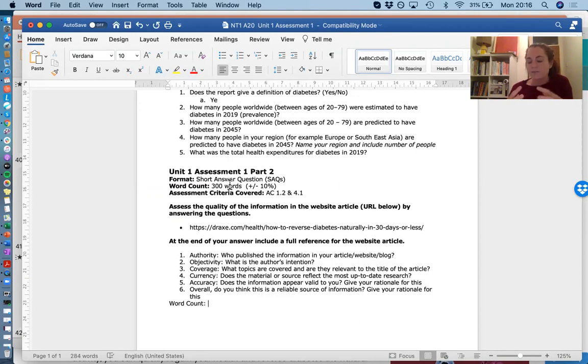Part of the reason for doing this is because within academic writing, it's important to be able to write concisely and to the point, and that's why it's important to learn how to stay within the word count. So if you can just include the word count itself that you used, that's important as well.